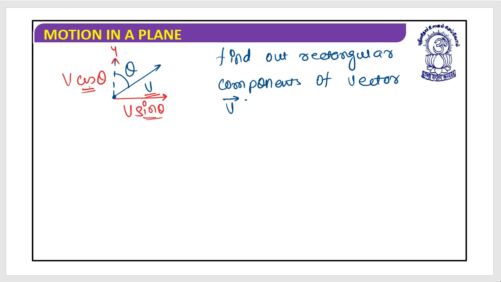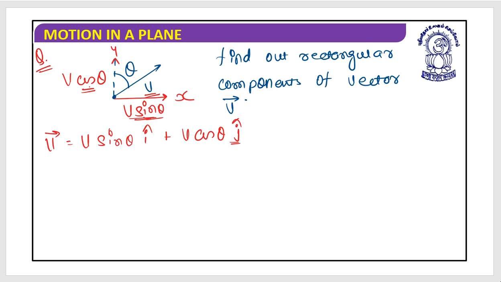So we have split it up into v cos theta and v sin theta. If you want to write down v, then in the x direction it is v sin theta i cap plus v cos theta j cap. I hope this is clear.